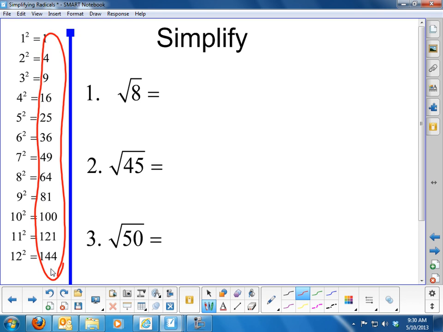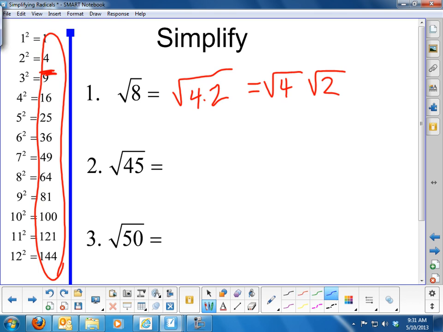So I know that 4 right here is a factor of 8. So I can rewrite 8 as being 4 times 2, right? 4 times 2 is the same thing as 8. I haven't changed the problem at all. I can take this and I can rewrite it as the square root of 4 times the square root of 2. I still haven't changed anything. The 4 is still under a square root symbol. The 2 is still under the square root symbol. They're just under their own square root symbol.